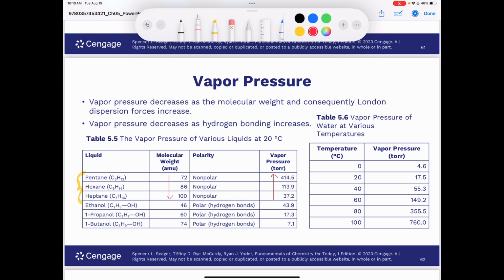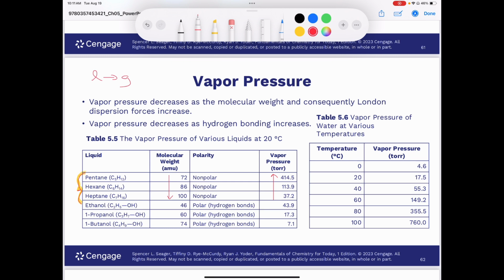And why would that be? It's because the lowest molecular weight compound here is going to have the weakest London forces, whereas the bigger one is going to have the stronger London forces. And so it's London forces that are preventing the molecules from separating from one another as we go from a liquid to a gas. Now, the reason I'm comparing pentane, hexane, and heptane is because they're all nonpolar compounds.